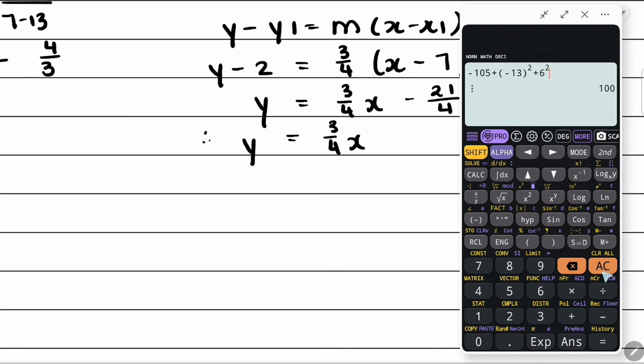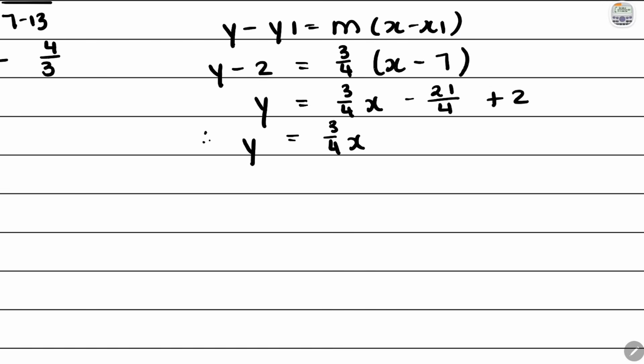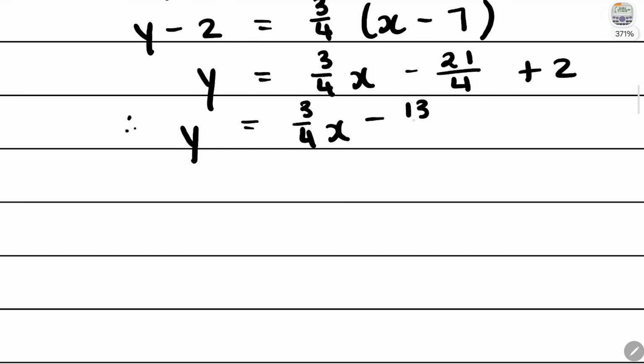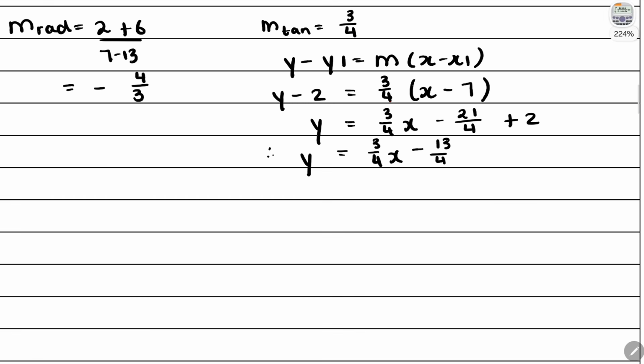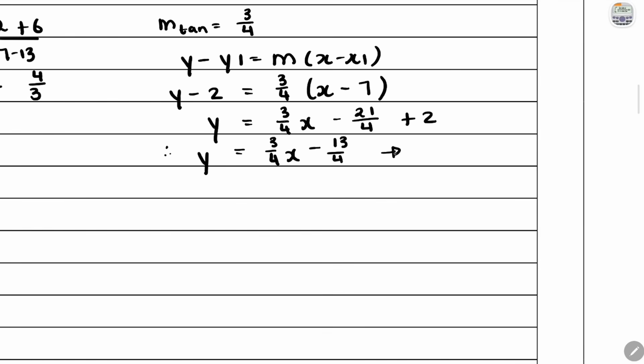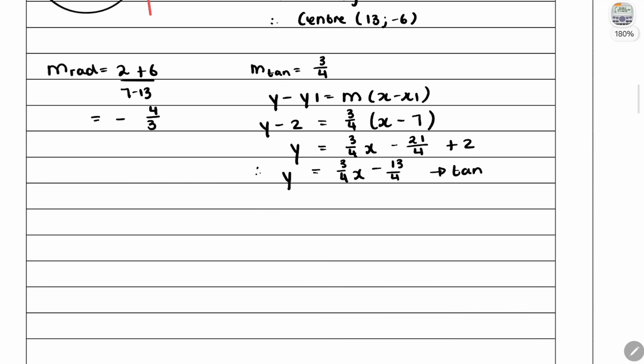Okay, so what is negative 21 over 4 and then plus 2? That is negative 13 over 4. Okay, so we'll just put that down, minus 13 over 4. And this is the equation of our tangent. Just keep that in mind. This is the equation of the tangent.